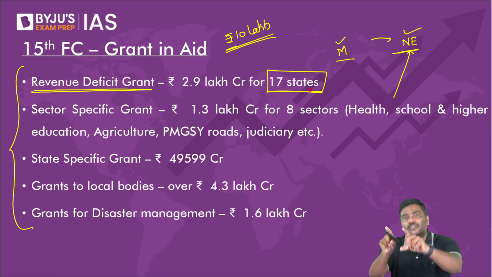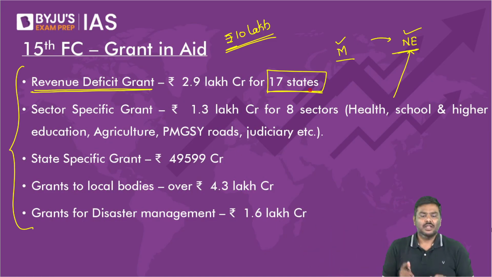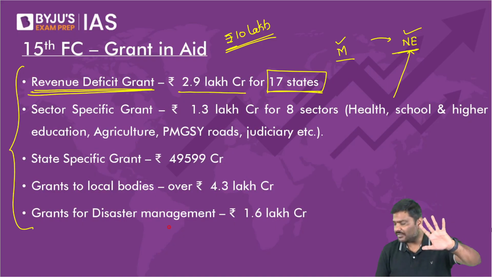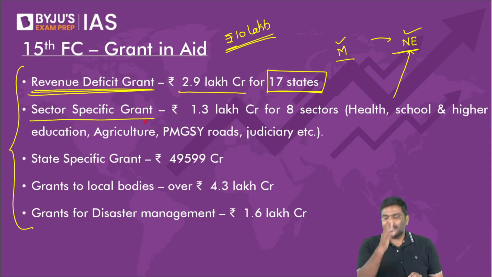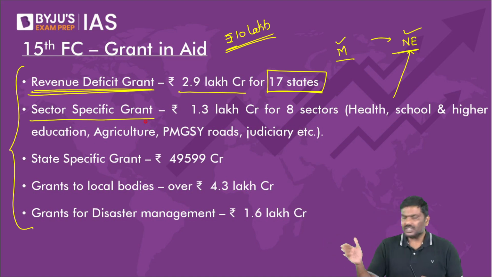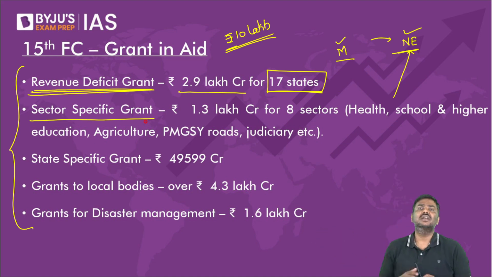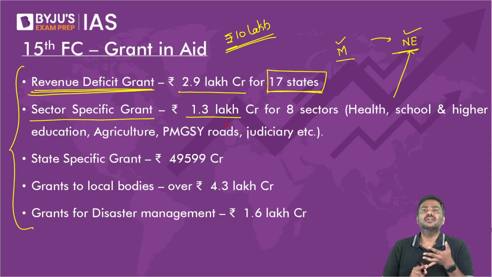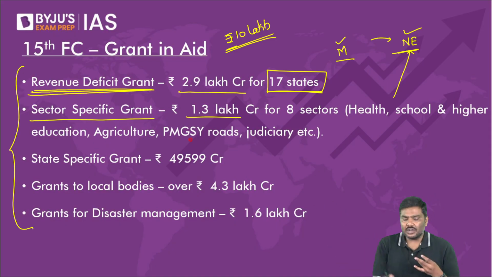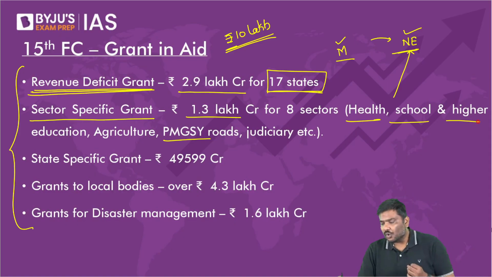So revenue deficit grant is a total of 2.5 lakh crore rupees. All these numbers are for the full 5 years. Next, sector-specific grants for the development of various sectors: a total of 1.3 lakh crore rupees has been awarded under the Finance Commission recommendation. What kind of sectors? Agriculture, maintenance of roads constructed under Pradhan Mantri Gram Sadak Yojana, development of statistical infrastructure, the healthcare sector, schools, that is high schools, and higher education, etc.